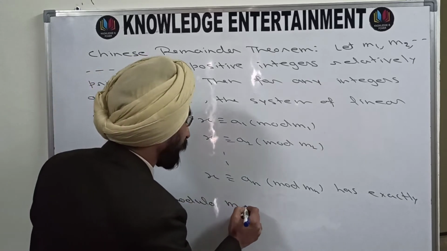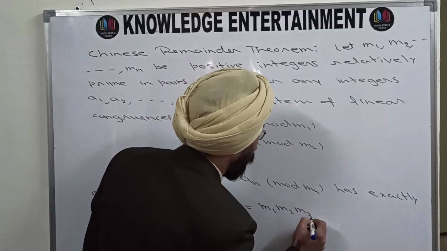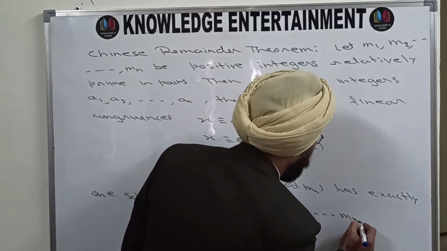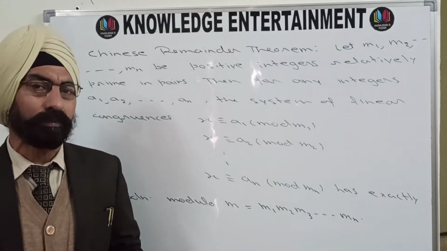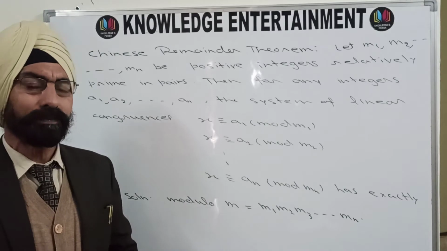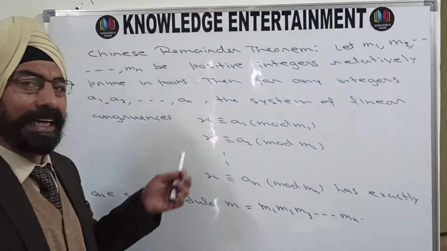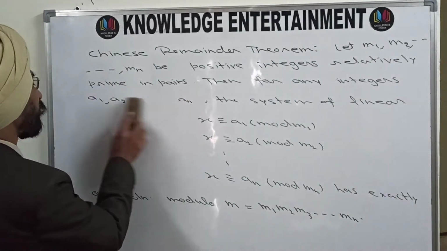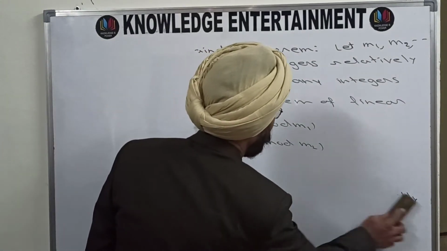m, where what is m? Here m is m1, m2, m3 and so on, mn, their product. So this is the statement of the Chinese remainder theorem. First we will prove this theorem, and then I'll tell you how to solve questions using it. So let us first discuss the proof of the Chinese remainder theorem.